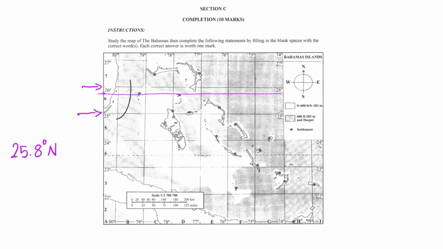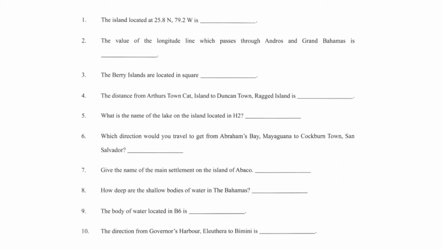But now we need to find the line of longitude. And we're looking for 79.2 degrees west, which should be located between 79 degrees and 80 degrees. But because it is 0.2, it'll be closer to 79 degrees. So that line runs about here all the way up. And the island that we're looking for is the island that we find at the intersection of the 2 lines. And as you can see, that is the island we're looking for, and it's the island of Bimini.